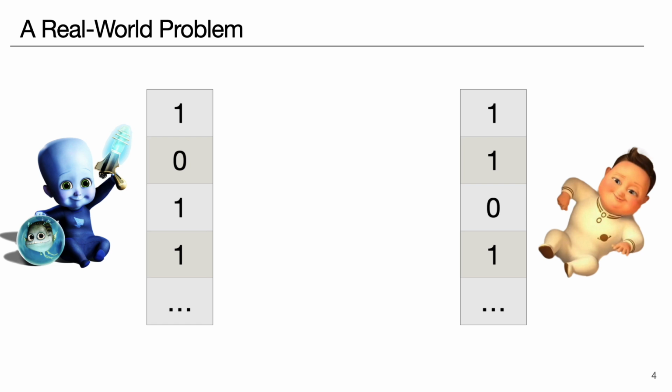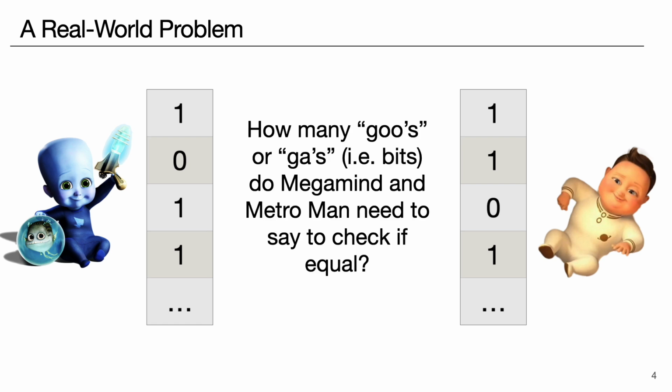Now, these babies are alien species that are incredibly smart, so let's assume that they're computationally unbounded. But they're still babies, so their language is restricted to goos and gahs, or in other words, bits, and we want to determine how much they need to speak to each other to check if they received the same perks that day, or in other words, if their bit strings are equal.